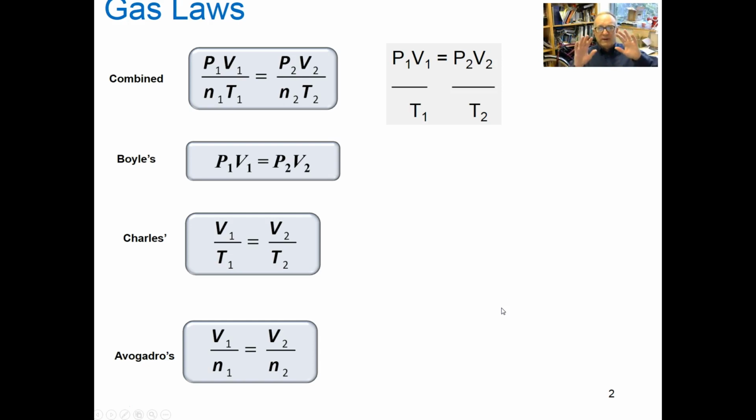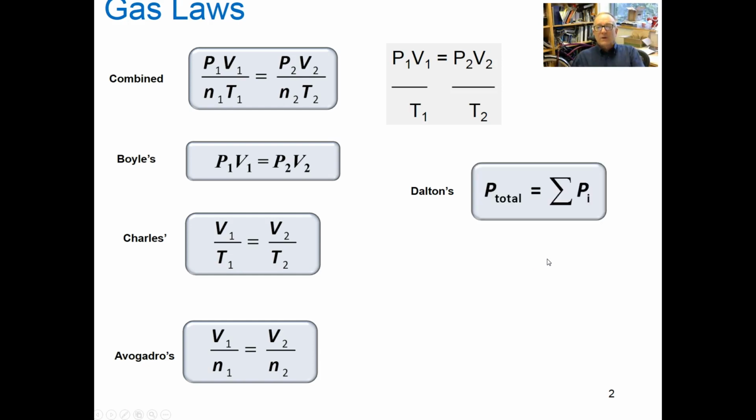So all these laws start with an initial set of conditions, and you're trying to find out, if you change conditions, what one of these other variables will be. There's also Dalton's law, which says that the total pressure of a system of gases is equal to the sum of the individual pressures of the gases, the partial pressures. This comes out of the kinetic molecular theory, that all gas molecules just see each other as independent particles. They don't care what they are. And so the total pressure is equal to the sum of all the individual or partial pressures.